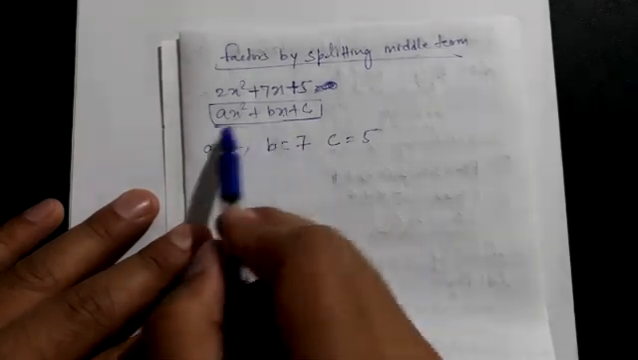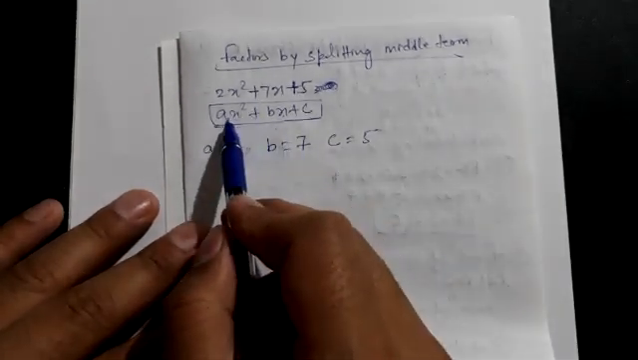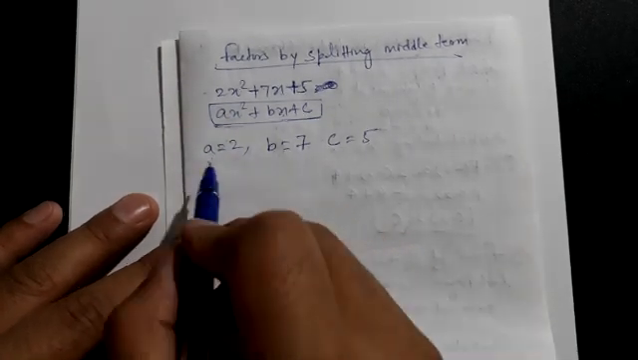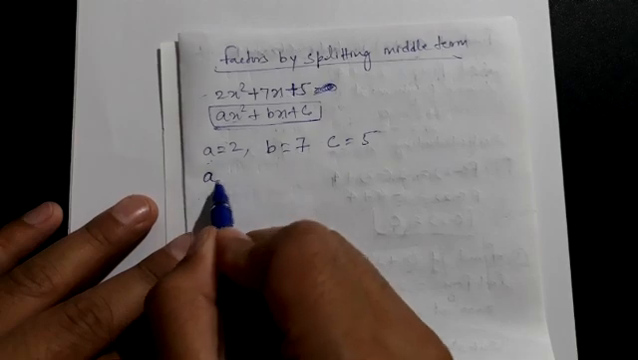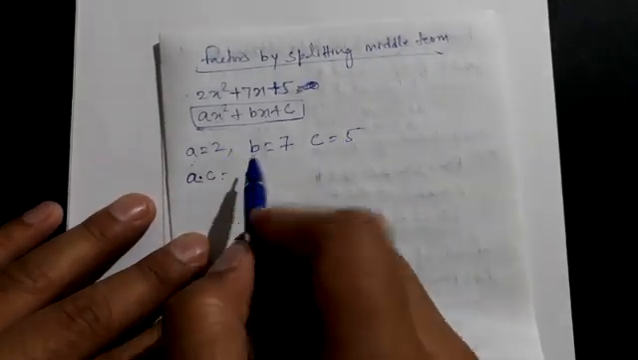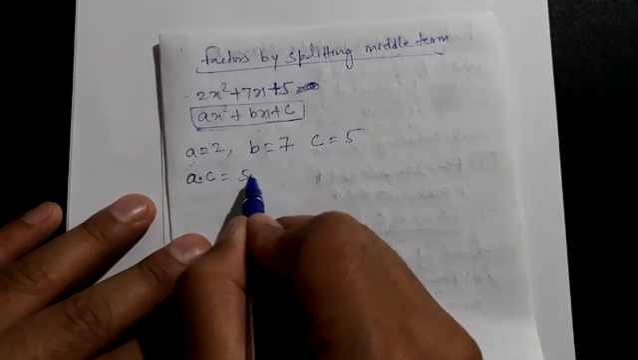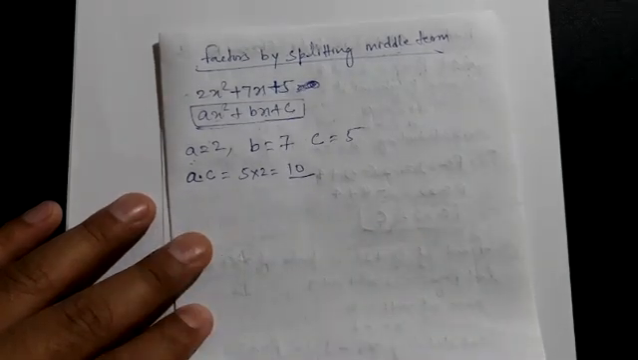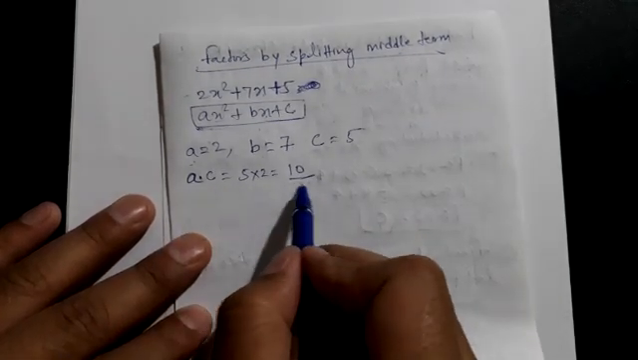After comparing these two, the general form and the given polynomial, we will find AC, the product of a and c. Here it is 5 into 2, which is 10, correct? So our AC is 10 here, and it is plus 10.